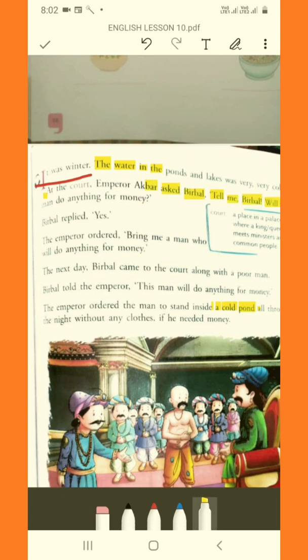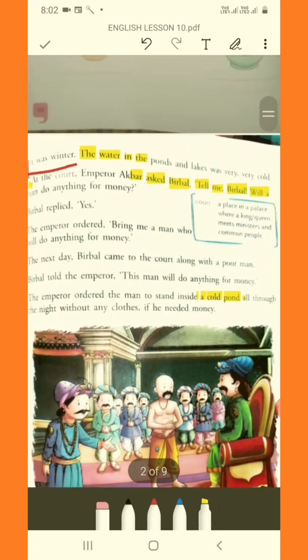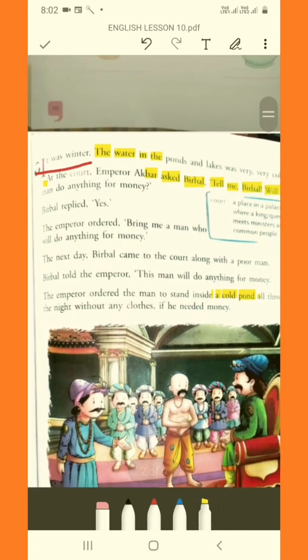He asked Birbal, tell me, Birbal, will a man do anything for money? He is asking, Birbal, what do you think? Will a man do anything for money? So Birbal replied, yes. The emperor ordered, bring me a man who will do anything for money. So the emperor was interested after hearing this. He said, okay, fine, bring me a man who's ready to do anything for money.